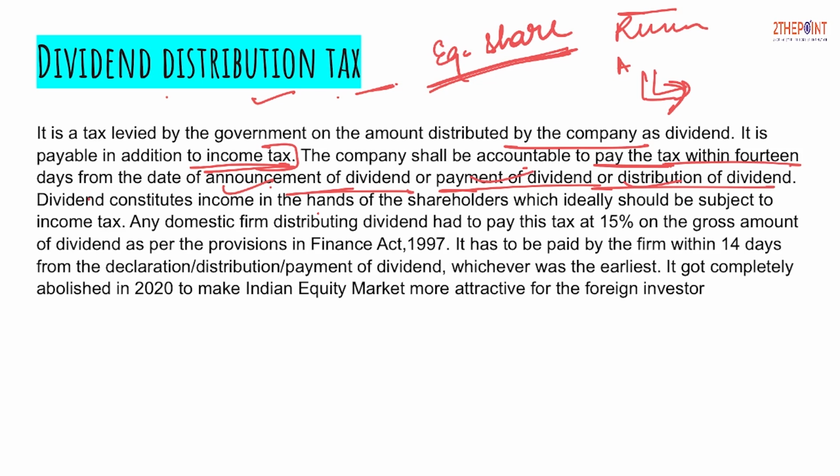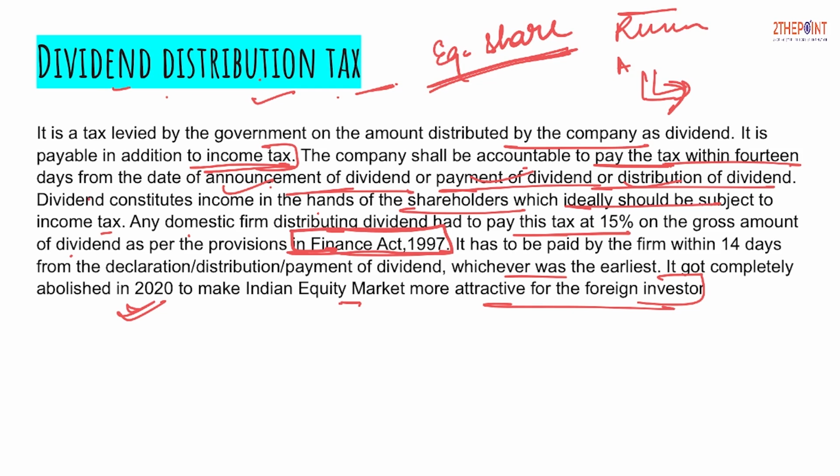Dividend constitutes income in the hands of the shareholder, which ideally should be subject to income tax. Any domestic firm distributing dividend has to pay at the rate of 15% on the gross amount of the dividend as per the provisions of the Finance Act 1997. So if someone asks you who governs the provision of dividend distribution tax, it is the Finance Act and not the Income Tax Act. It had to be paid by the firm within 14 days, whichever is the earliest that we have discussed. It was completely abolished in 2020 to make Indian equity markets more attractive for foreign investors. So what effect will it have on the equity market?